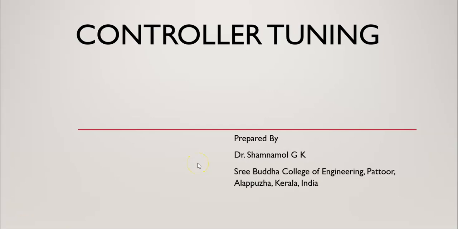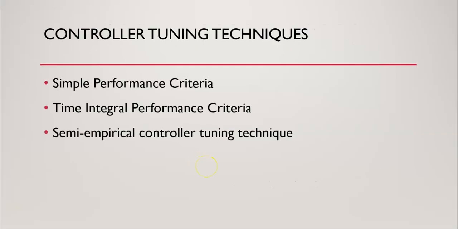Hello friends, today I am going to discuss the controller tuning technique. This is one of the topics in bioprocess control and instrumentation. So far we discussed there are different types of feedback controllers that can be used for controlling the variables, like a proportional controller, proportional integral controller, and proportional integral derivative controllers. In these controllers, you have seen there are controller parameters like Kc, tau I and tau D.